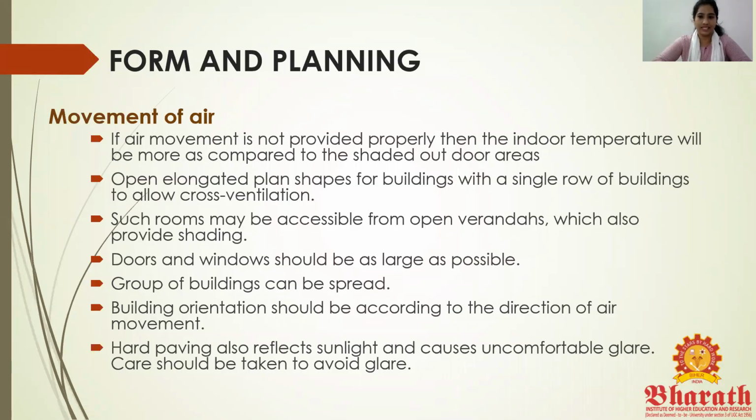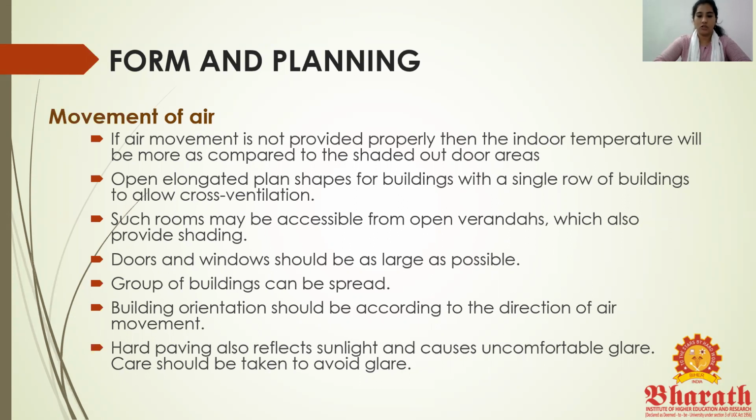If you look at how exactly the form and planning go about, air being a major contributor to the design value, we have to understand the movement of air. If the air movement is not provided properly, the indoor temperature will be more than in shaded outdoor areas. So, open elongated plans for the buildings with a single row of rooms allow cross ventilation to happen. Such rooms may be accessible from open verandas, which can also provide shading. The doors and windows should be as large as possible to let in air and allow continuous movement of air. The group of buildings can be spread out, so there is proper circulation and the movement of air is not disrupted in any way. The building orientation should be according to the direction of air movement.